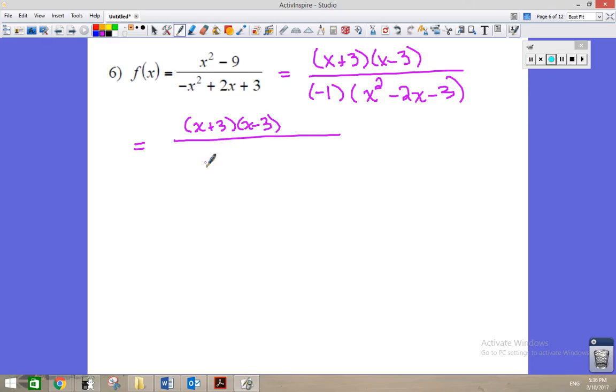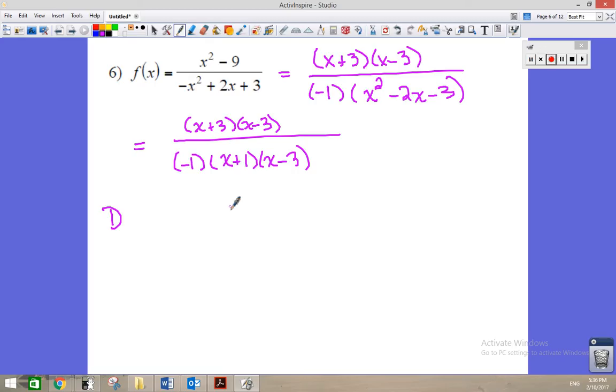And in the denominator, I have this factor of negative 1. But I need two numbers that, when multiplied together, give me negative 3, but when added give me negative 2. So I believe that's going to be x plus 1 and x minus 3, because a positive 1 times the negative 3 is negative 3, and when you add positive 1 plus a negative 3, you get negative 2. So I'm ready for my domain.